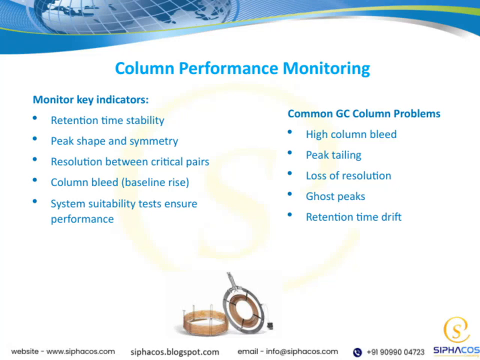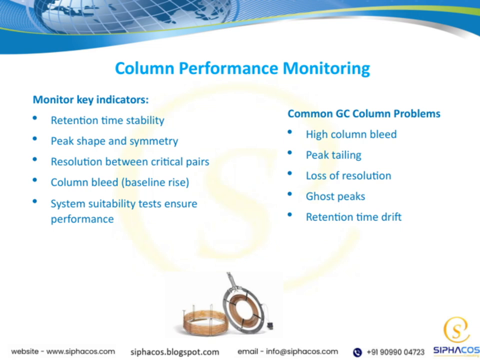Let's now talk about some common problems you might encounter with GC columns. One issue is high column bleed, which can cause baseline noise and interfere with your detection sensitivity. Peak tailing is another common problem, where peaks become asymmetric, making it harder to accurately quantify compounds.